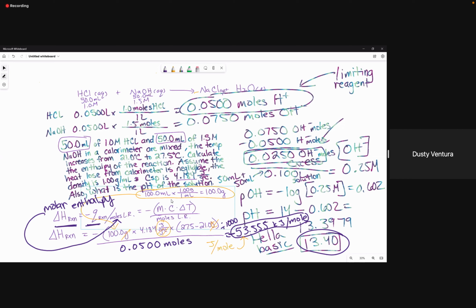Yes. I would expect you to need to know the Q equals mcΔT equation for the exam. And also delta H is Q of the reaction divided by moles of limiting reagent. All right, let's do a gas phase problem. It is a theoretical yield problem, but it's going to be with gases.